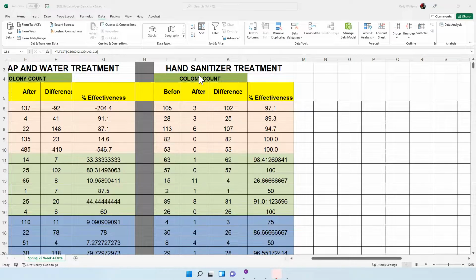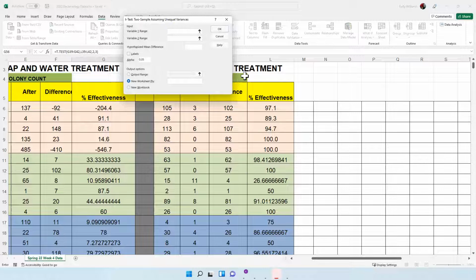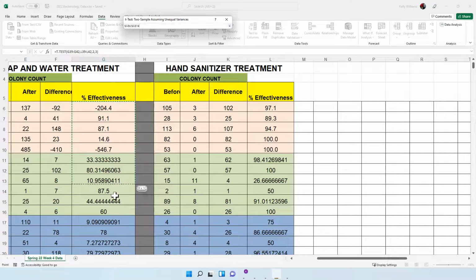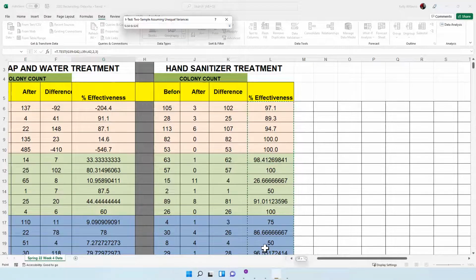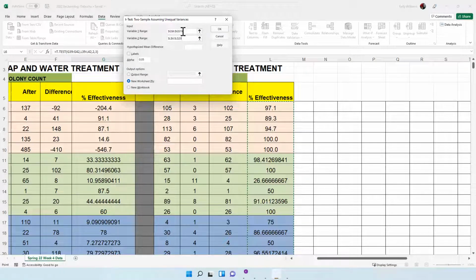Oh, it's working, but I think that, there we go. So for variable 1 range, I'm going to want to select all of these. I'm not going to select actually all of them right now, just so that you actually do it on your own too. But variable 2 range, again, we will select all of the % effectiveness data from hand sanitizer. This is from the hand soap. And then hypothesized mean difference. We do not have a hypothesized mean difference. Alpha is 0.05. We can put it in a new worksheet. So I'm just going to press OK.